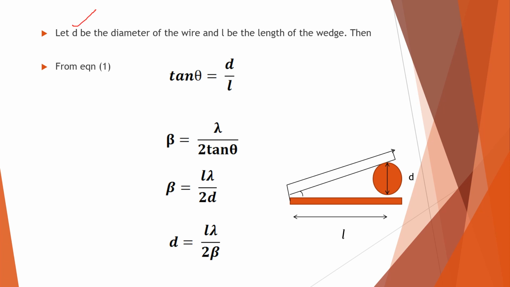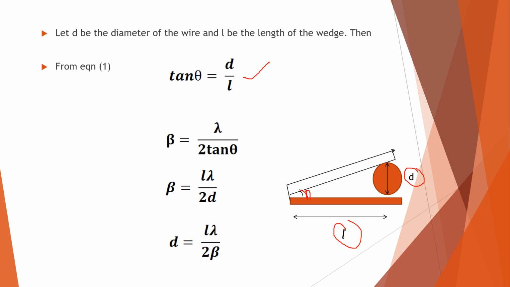Let D be the diameter of the wire and L be the length of the wedge. Here, the length of the wedge is actually the distance between the edge of the wedge and the wire at the center of the wire. So this distance is usually referred to as the length of the wedge, L. So if this angle is theta, tan theta is the opposite side by the adjacent side. That is, tan theta is equal to D by L.